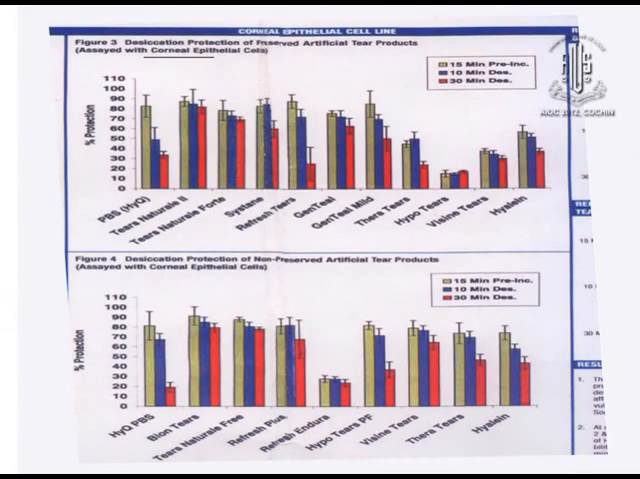Now what happens is that when the drugs are put in, the ones which have BAK as a preservative produce quite a good amount of desiccation within 30 minutes, and the ones like Tears Endura have very little desiccation of the epithelium. So the preservatives do matter in the treatment of dry eye. And the evaporative preservatives also have the same amount of effect when they are used for a long time.